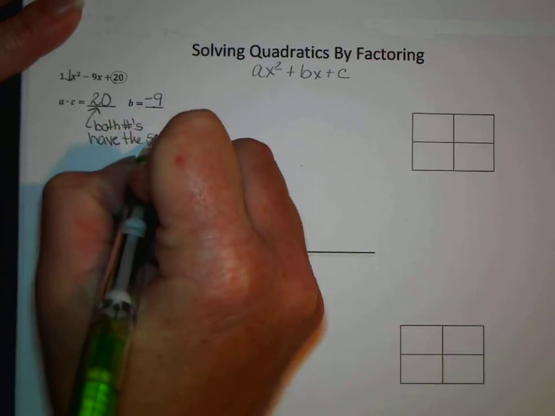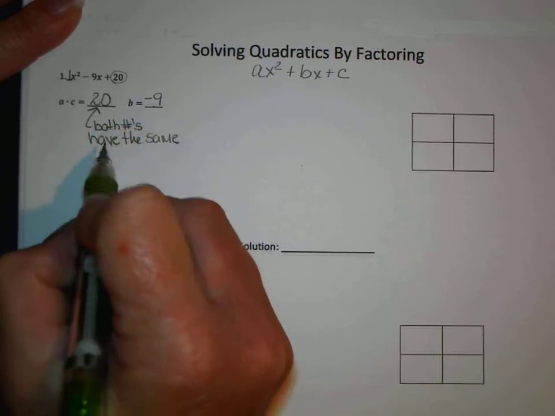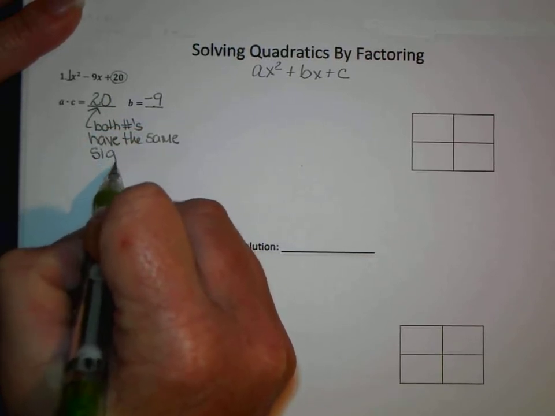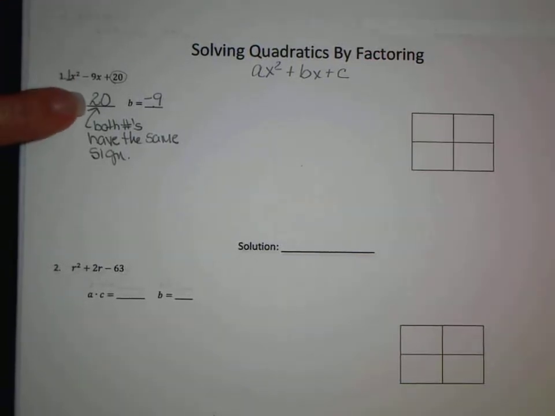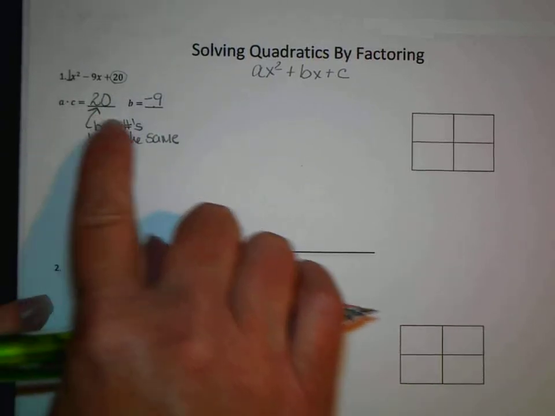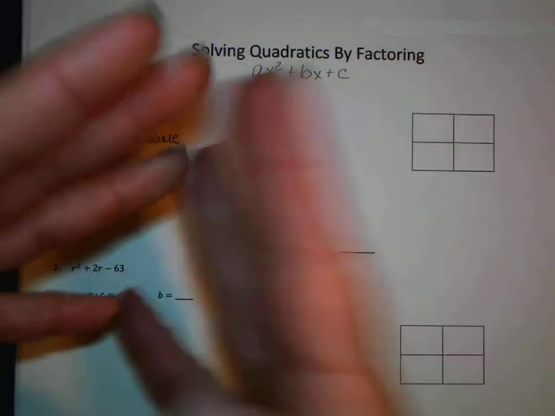Now here's the thing. We don't know if they're both positive. We don't know if they're both negative. All that we know is they both have the same sign, because a positive times a positive is a positive and a negative times a negative is a positive. So because when you multiply them together it results in a positive number, your signs are the same. But then you're going to move over here. When you add them together, they result in a negative.